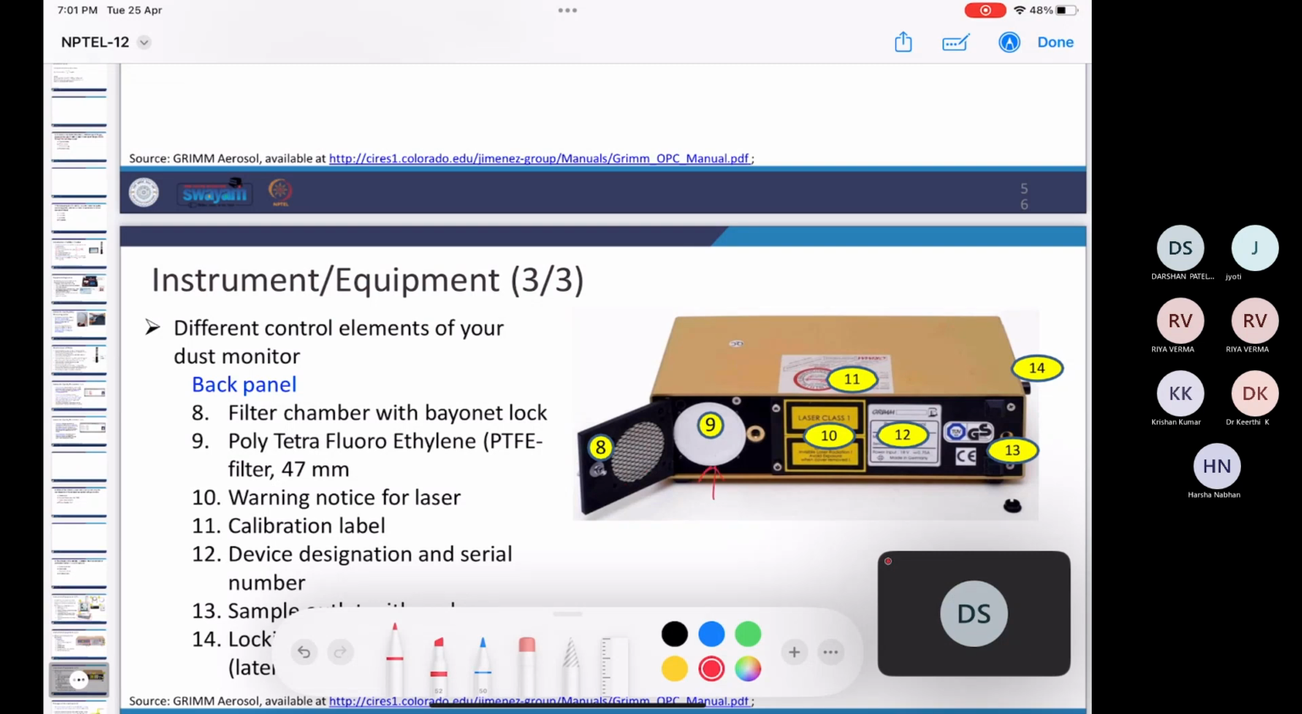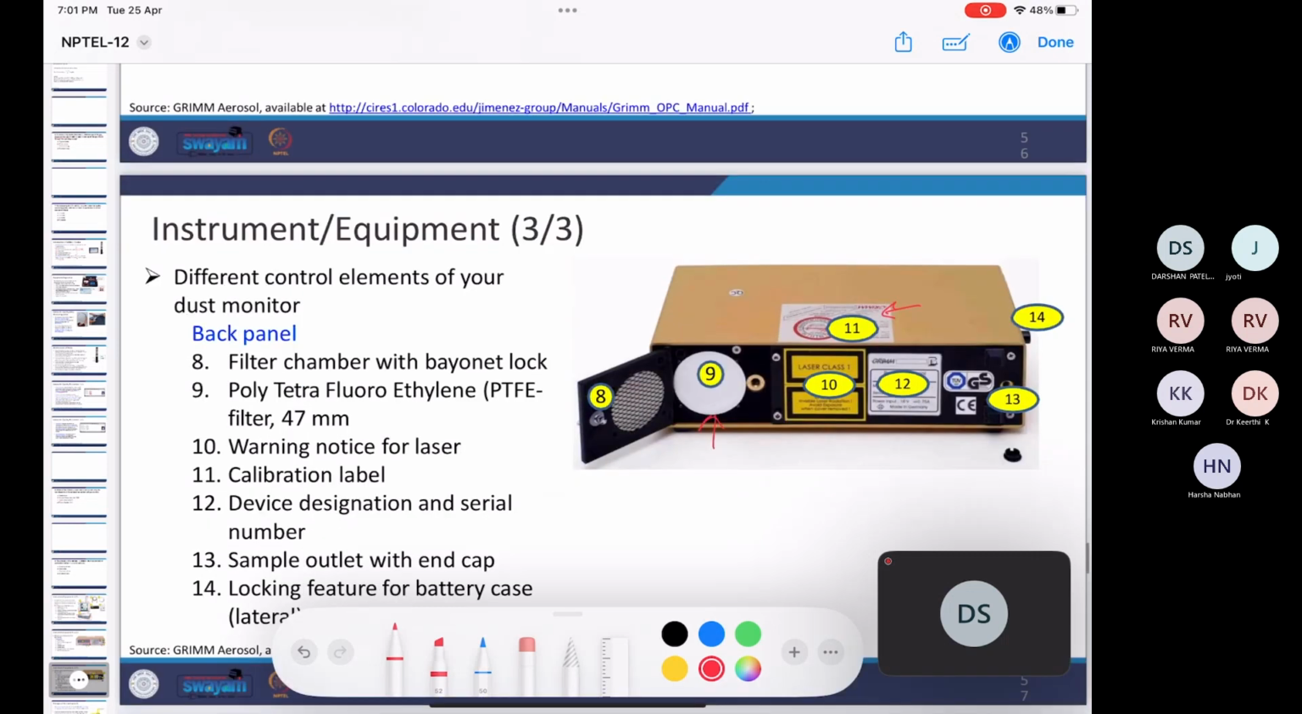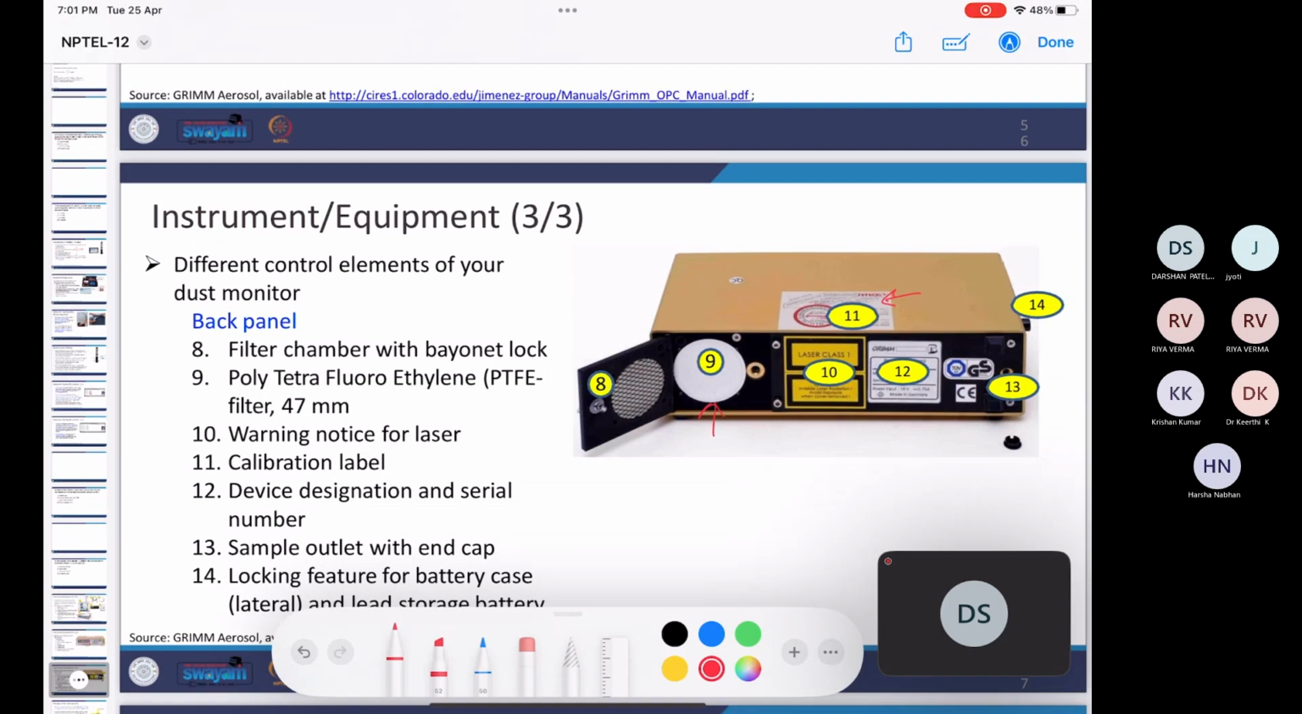Here we place the PTFE filter paper. This is your warning notice for laser. 11, this is your calibration label. This is your device designation and a serial number. 14th is your locking feature for the battery case. And 13th is your sample outlet with the end cap.